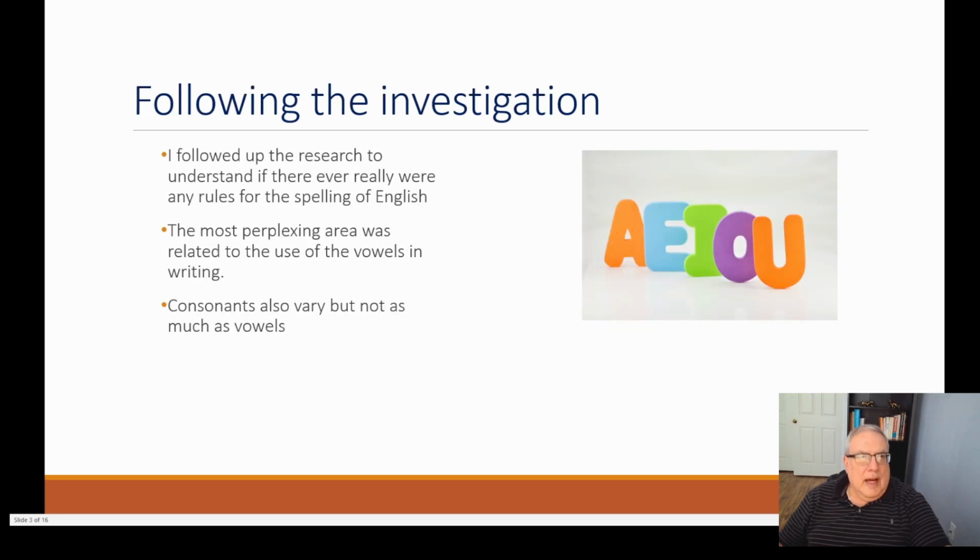Well, I continued the investigation because I wanted to understand if there were ever really any rules for the spelling of English. My assumption was the English scribe had to follow some rules. The most perplexing area of English spelling is related to the use of the vowels in writing. Consonants also vary, but not as much as vowels.